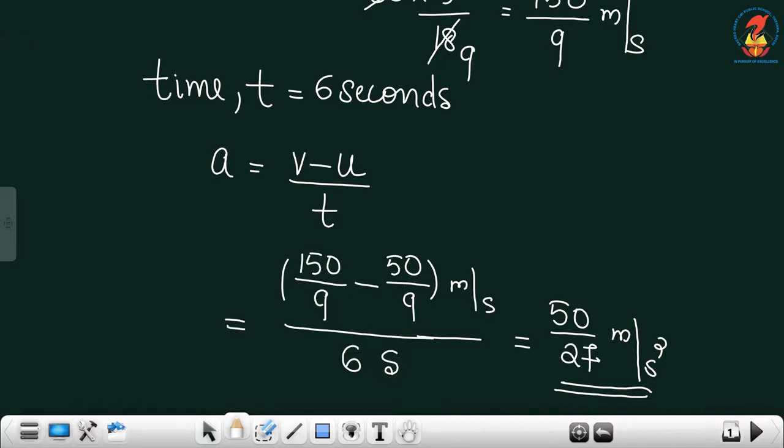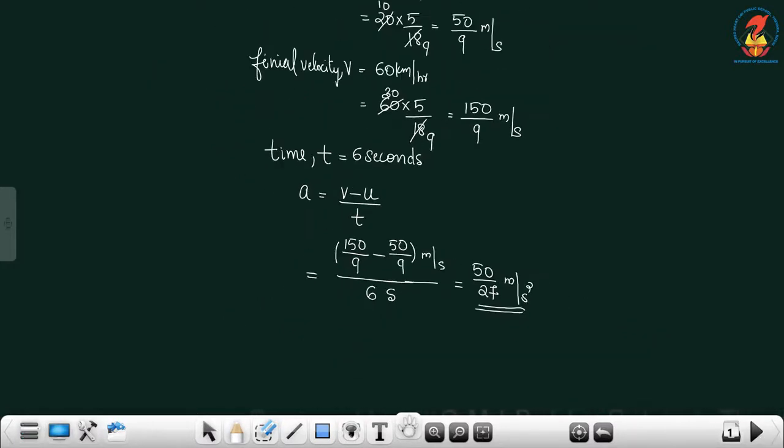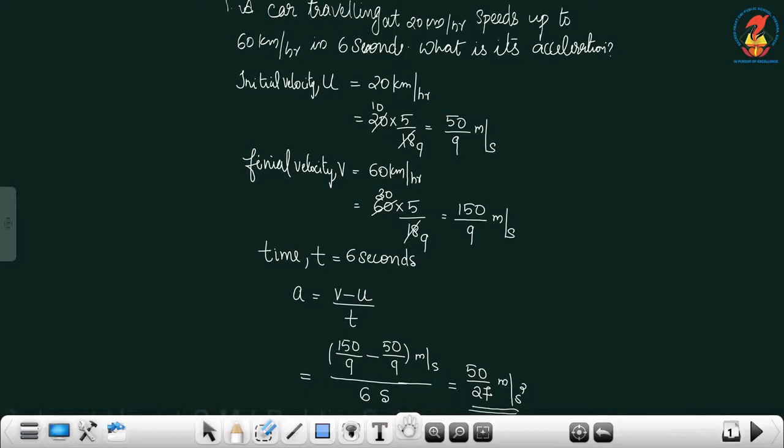You will get the answer like this, 50 by 27 meter per second square. Okay. So first problem, that's why I did it completely. I solved it. In the next problem onwards, I will just substitute in the equation. Only this much I will do it. The rest you have to do it. So how did we do this one?